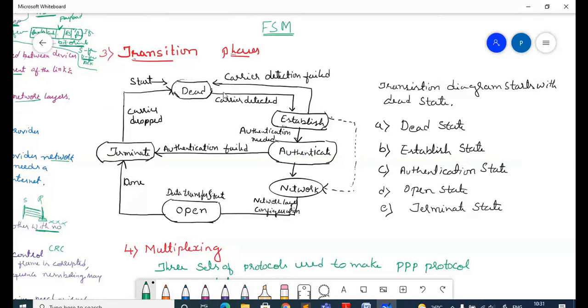Maybe you learned this in software engineering, the state diagram. This is very important. Even when you are working on your projects, it is required. You should be able to draw the state diagram.